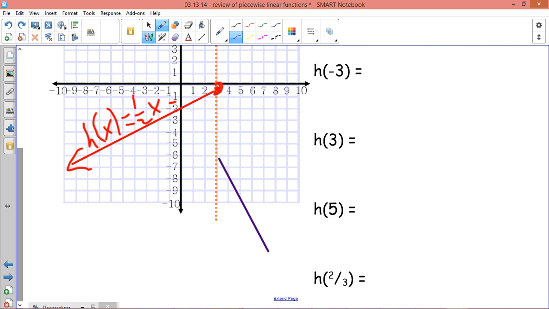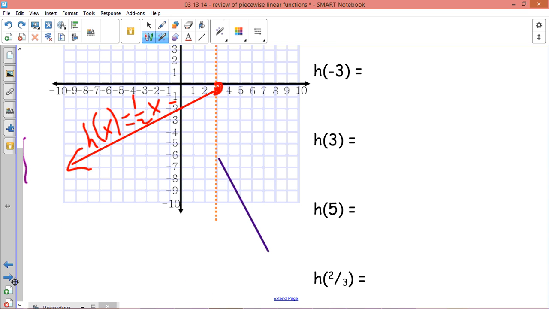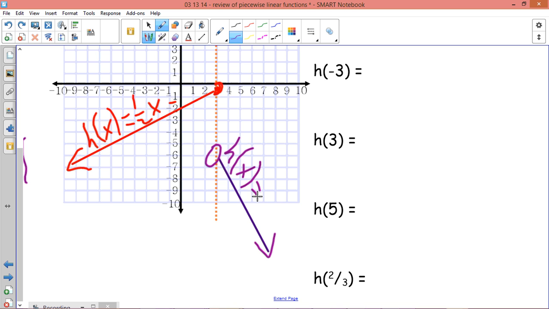Okay, so I know that this is going to be x is greater than 3, which means I have an open circle because it cannot actually equal 3. Open circle here, and as always, an arrow on the right saying it goes on forever. And then I'm just going to label this graph. This was h of x equals negative 2x. Okay, and I'm done. That's all there is to it.